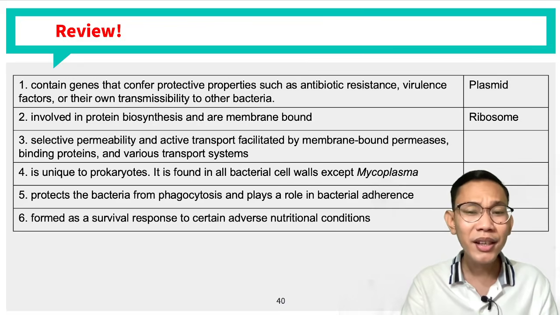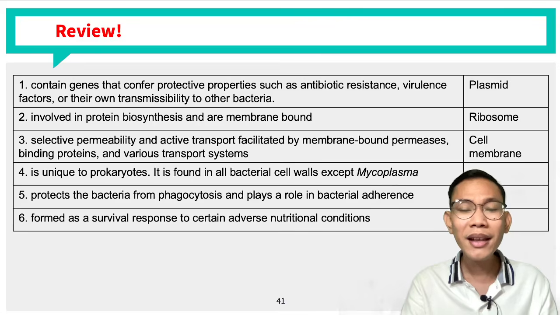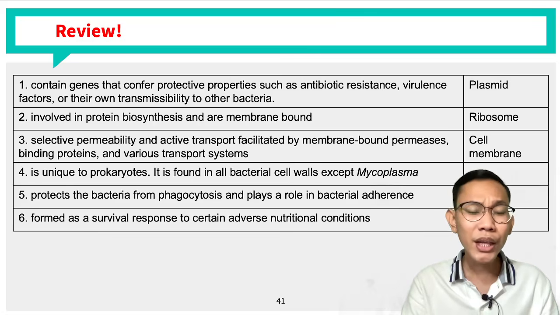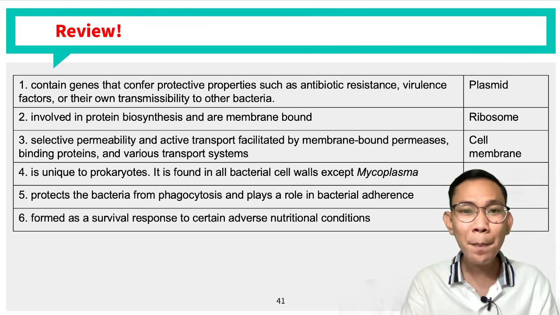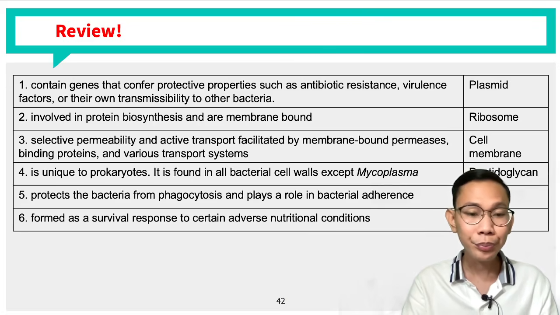This is now your, similar to the humans, this is now your cell membrane or plasma membrane. Number 4, it is unique to prokaryotes. It is found in all bacterial cell walls except Mycoplasma. This is now your peptidoglycan. So your cell wall, remember, is composed of your peptidoglycan.